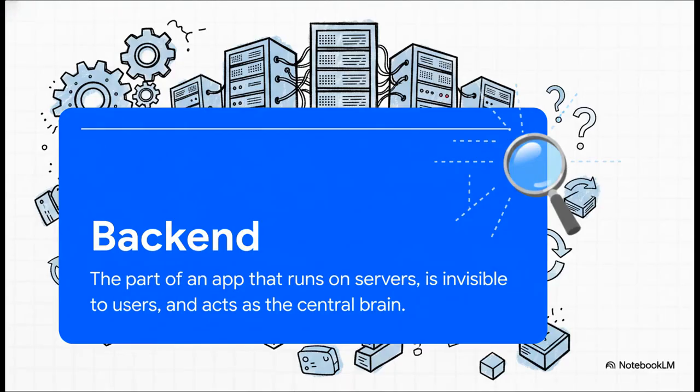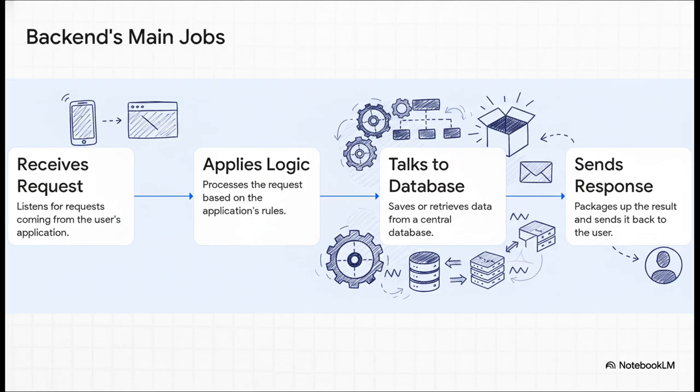So what is it really? Well, simply put, the backend is the part of an app you never, ever see. It runs on these powerful computers called servers, and its job is to do all the heavy lifting, all the thinking, the processing, the organizing. It's basically the engine room for the whole operation. And what it does is actually pretty straightforward. First, it just sits there and listens for requests from the app on your phone or computer. Second, it applies the rules, the business logic, like checking if a password is right. Third, it talks to a database to save or grab information. And finally, it sends a response back to your screen.